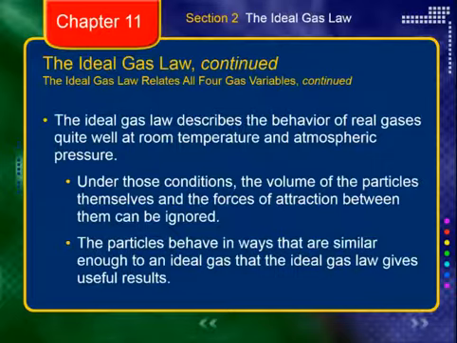So the ideal gas law describes the behavior of real gases quite well at room temperature, which is about 21 to 22 degrees Celsius, and atmospheric pressure, which is 1 atmosphere, 101 kilopascals. Under these conditions, the volume of the particles themselves and the forces of attraction between them can be ignored, because the addition to the overall volume of the gas is so small it's negligible. Same thing with the intermolecular forces of attraction.